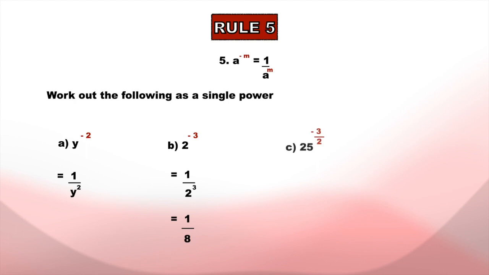So this next question is linked to rule 4. But the difference is, since it's a minus, we would do 1 divided by the answer. So we take the denominator, which would give us the square root of 25. So 1 over square root of 25 gives us 5 to the power of 3, which would give us 125.